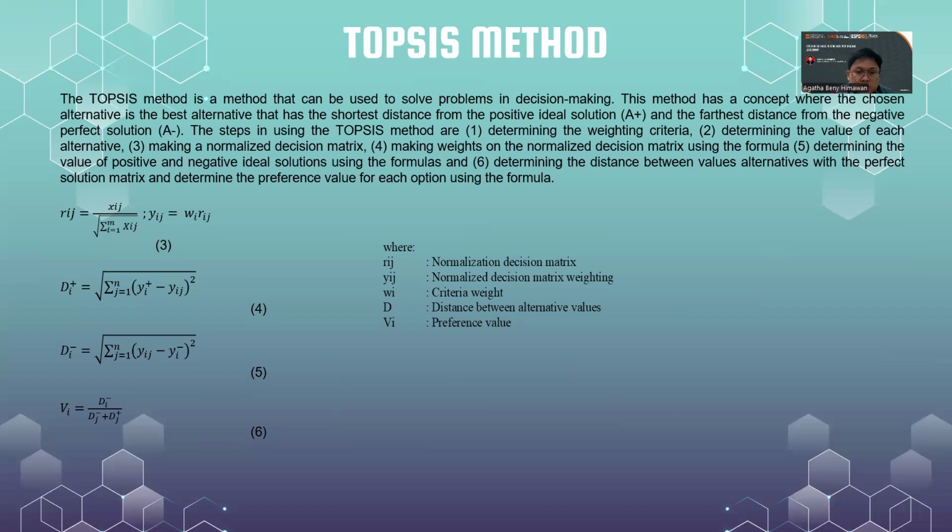The steps in using the TOPSIS method are: 1. Determining the weighting criteria. 2. Determining the value of each alternative. 3. Making a normalized decision matrix. 4. Making a weighted normalized decision matrix using the formula. 5. Determining the value of the positive and negative ideal solutions using the formula. 6. Determining the distance between each alternative value and the ideal solution matrix, and determining the preference value for each alternative using the formula.